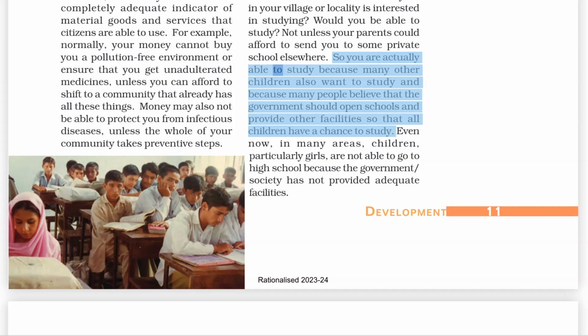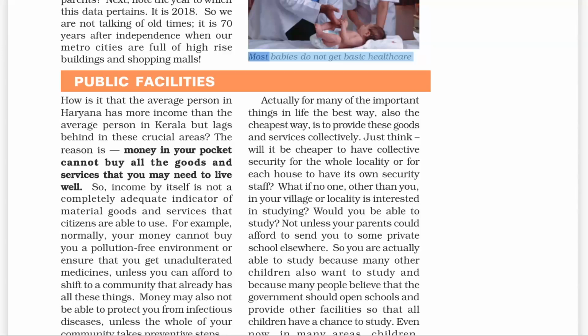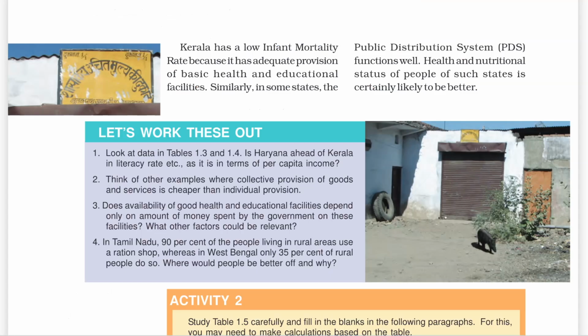So you are actually able to study because many other children also want to study and because many people believe that the government should open schools and provide other facilities so that all children have a chance to study. Even now, in many areas, children, particularly girls, are not able to go to high school because the government or society has not provided adequate facilities. Most babies do not get basic health care.